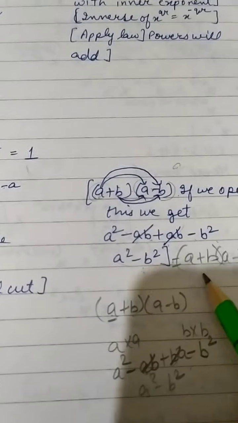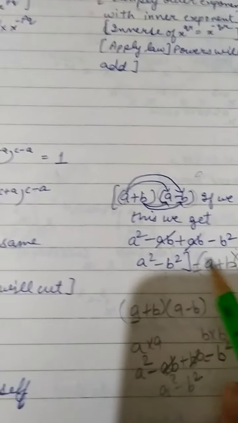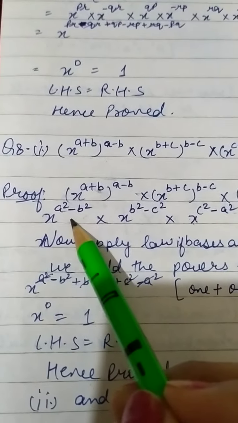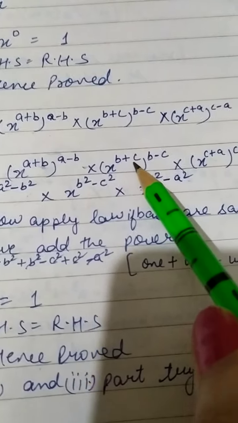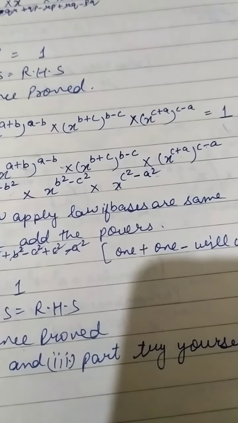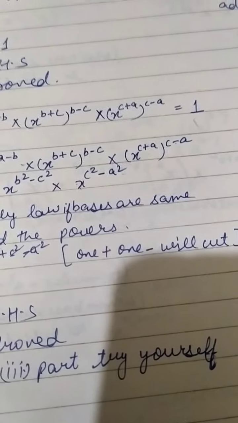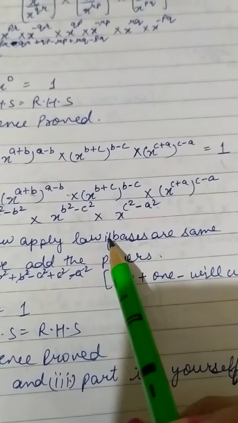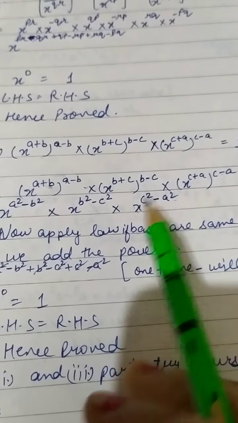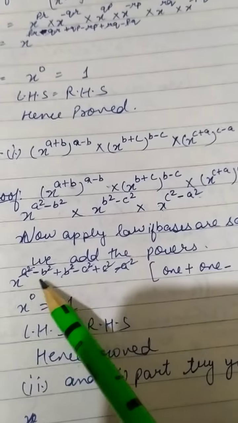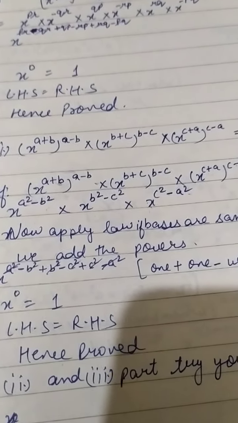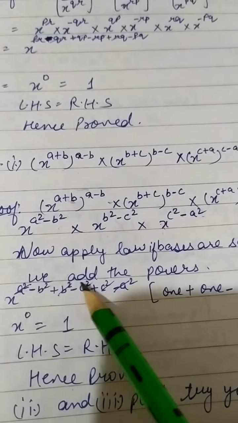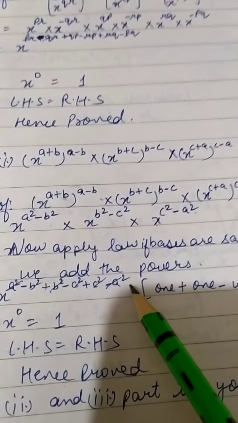Got it? If we open this, we will get this only. So can we write (a plus b) into (a minus b) as a square minus b square? Yes. This (b plus c)(b minus c) is b square minus c square, and this (c plus a)(c minus a) is equal to c square minus a square. Now we apply the law: if bases are the same, we add the powers. It will be x raised to the power a square minus b square plus b square minus c square plus c square minus a square.